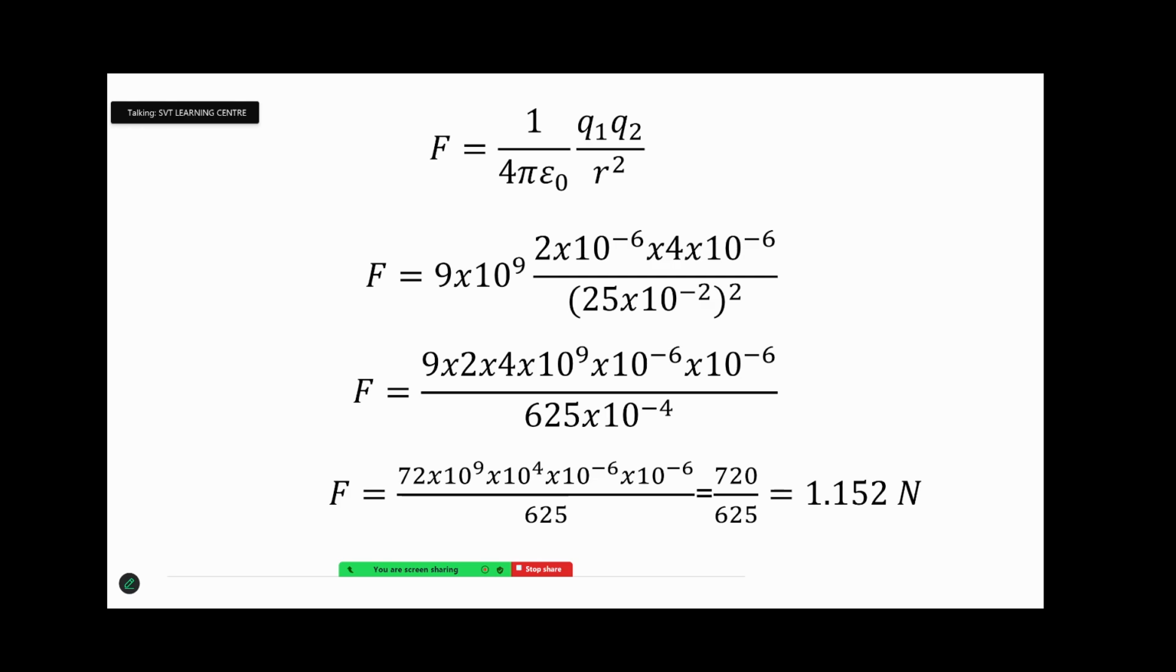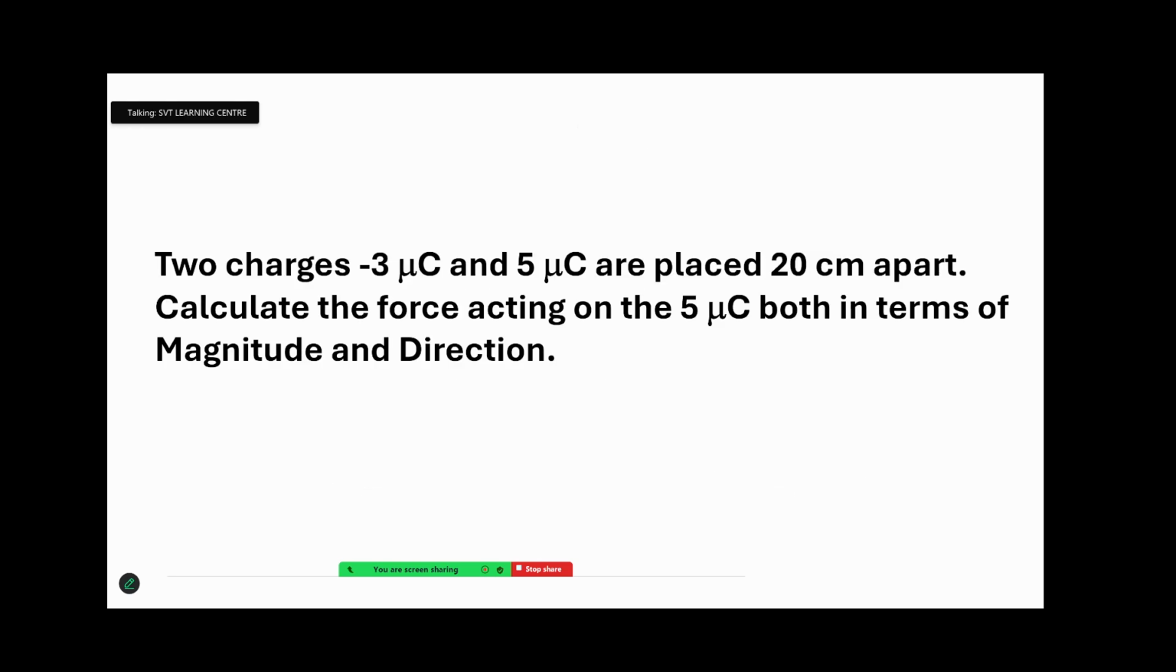Let's go to the next sum. It's the same looking sum, only the wording is different. The charges are minus 3 microcoulomb and 5 microcoulomb. Distance is different, it is 20 centimeter. And they asked you the force on 5 microcoulomb. Now remember a very important point. Whether they ask you the force on 5 microcoulomb or minus 3 microcoulomb, or the mutual force between the two, it is going to be the same.